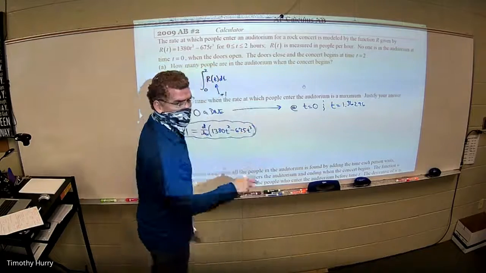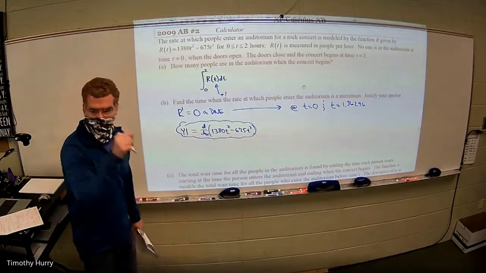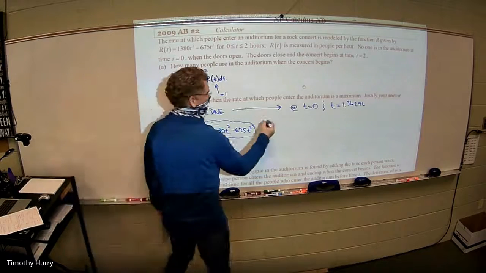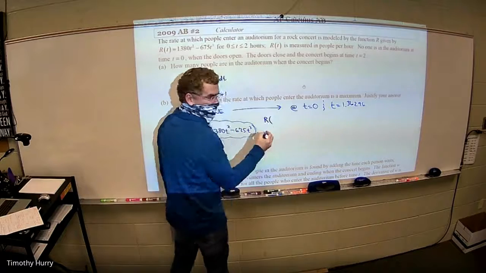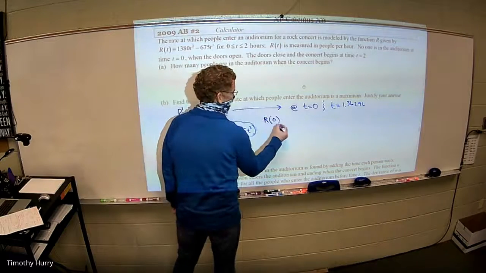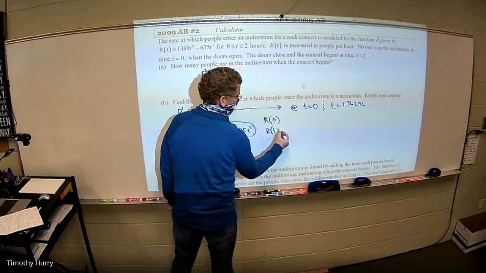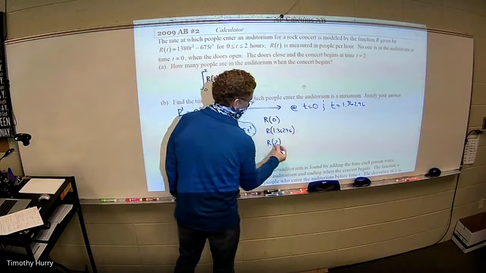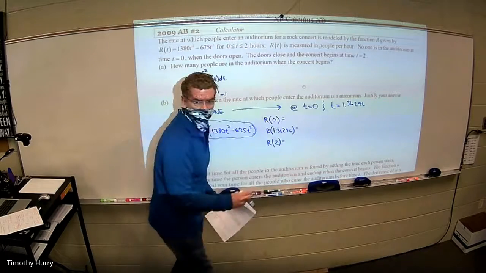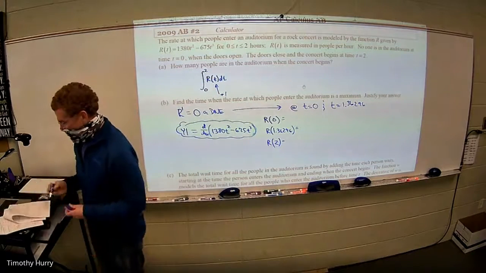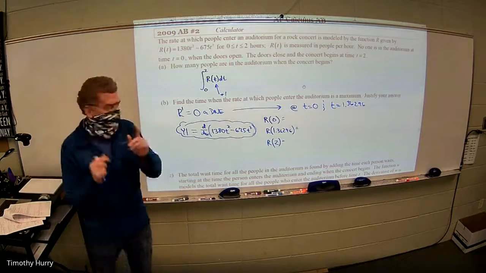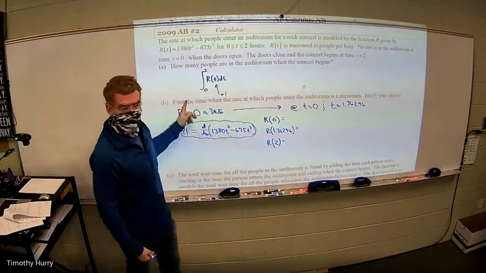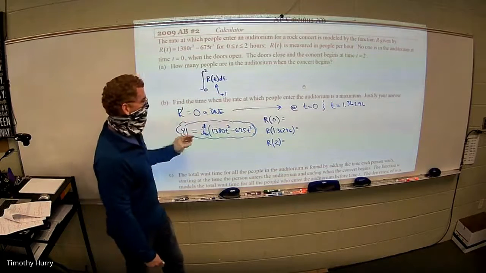And then they want to see you actually checking for maximum rates. How do you show your check for maximum rates? The rate at 0, the rate at 1.36296, and also the rate at 2, right? Because that's the endpoint. But they want to see this statement: where is the derivative 0 or DNE, and then they want to see you checking them.